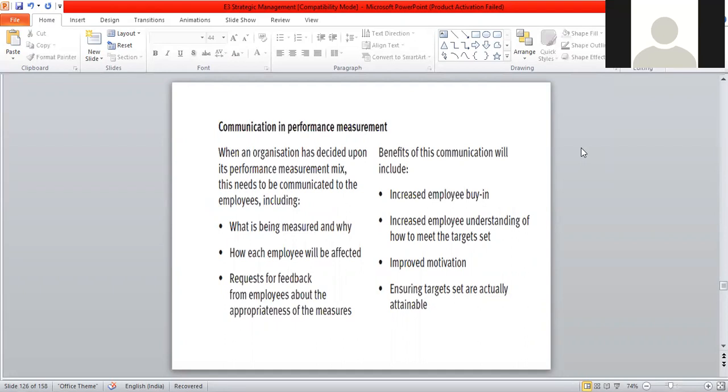The next concept is communication in performance management. When an organization has decided upon its performance measurement mix, this needs to be communicated to employees, including what is being measured and why, how each employee will be affected, and a request for feedback. Benefits of this communication, it talks about, we've learned one model, Fitzgerald and Moon's building block model. Just a minute, I'll take you to that.